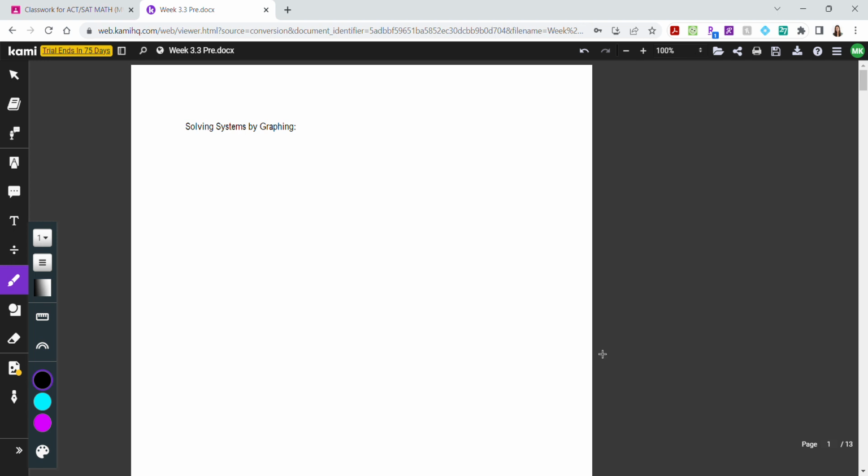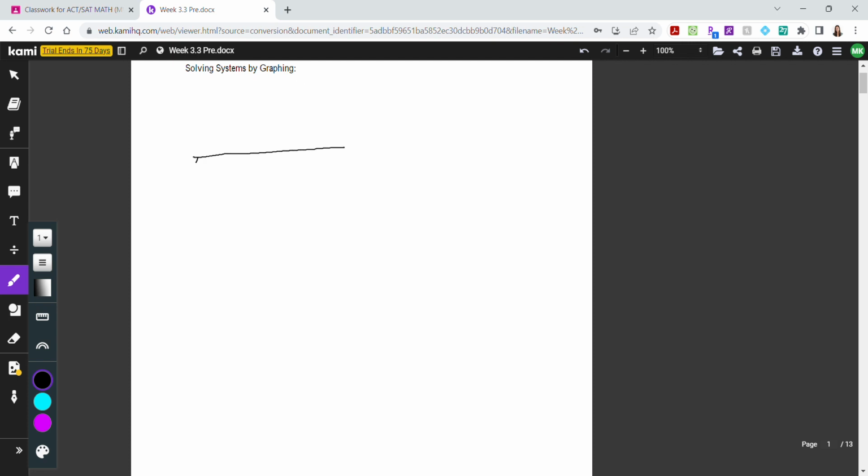We have a lot to cover, so let's get right ahead. With systems of equations, there are three methods to solve them. One of them, which is the first one we're going over today, is graphing. So just quick examples, quick drawing out. Let's say we graph our lines and we get this.